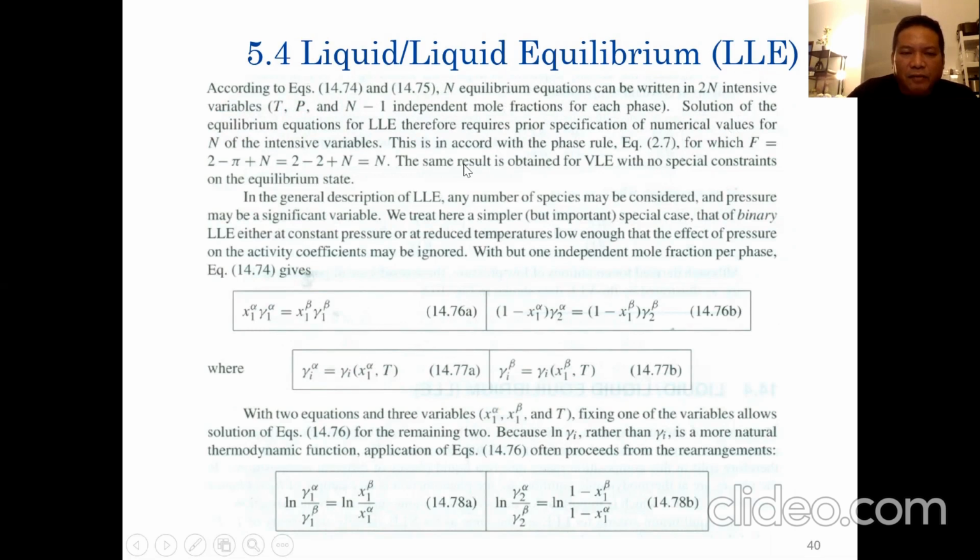The degrees of freedom, you can go back and find, is only n, because there are two phases. Two minus two phases plus n, so it becomes only n. And then this is the equation that we can use. This is for gamma alpha, gamma beta, and this is the ratio of ln gamma alpha and gamma beta. So we can rewrite that.